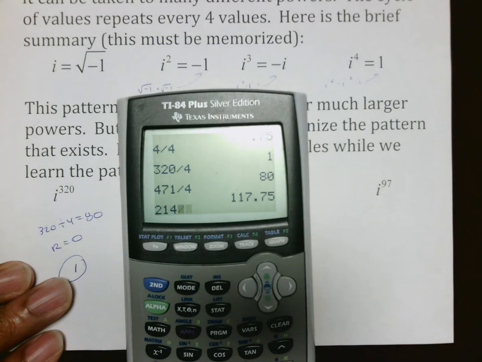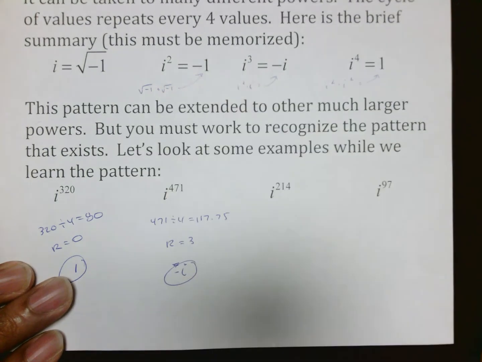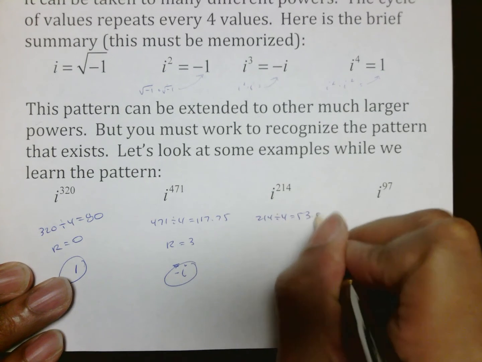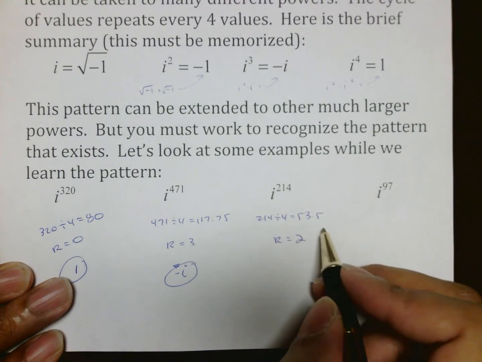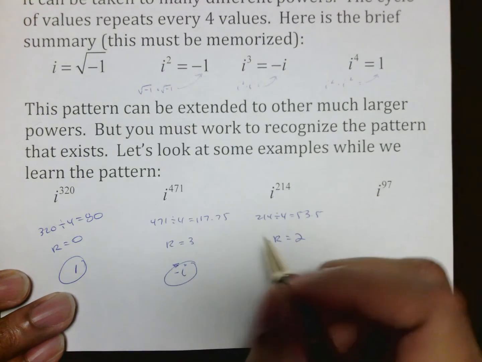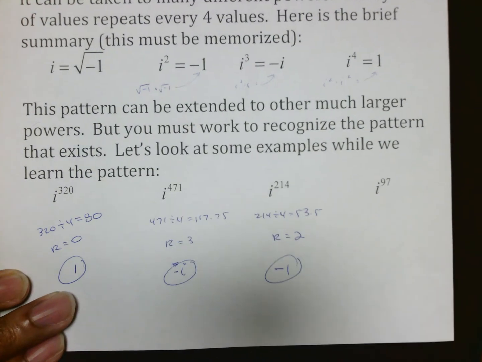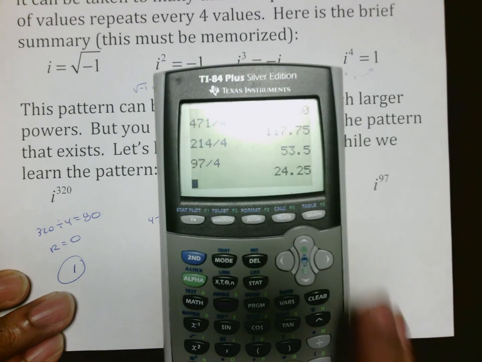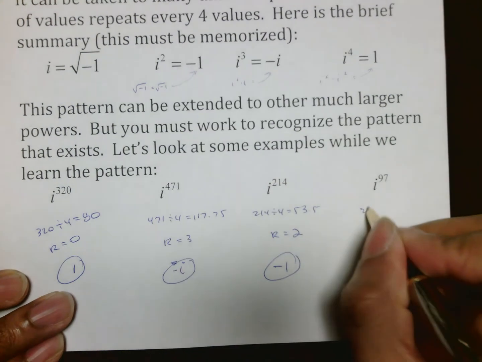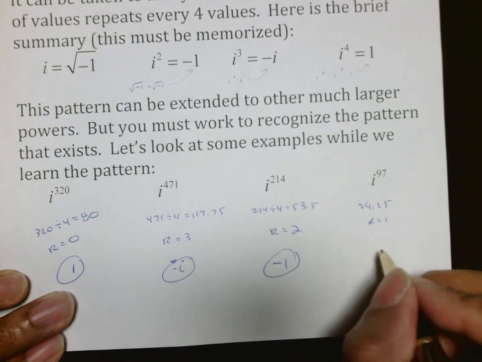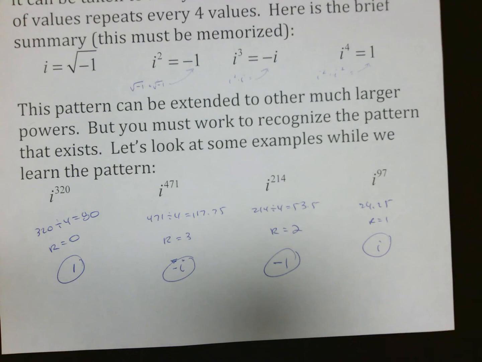214 divided by 4 is 53.5. That means that my remainder is 2, because of course 2/4 makes 0.5. The 2 means it's i squared, which means my answer here is negative 1. And I'm pretty sure you can assume what i to the 97th is. So 97 divided by 4 is 24.25. That means that my remainder is 1, and because my remainder is 1, I am looking at the first version of i, which is just i.